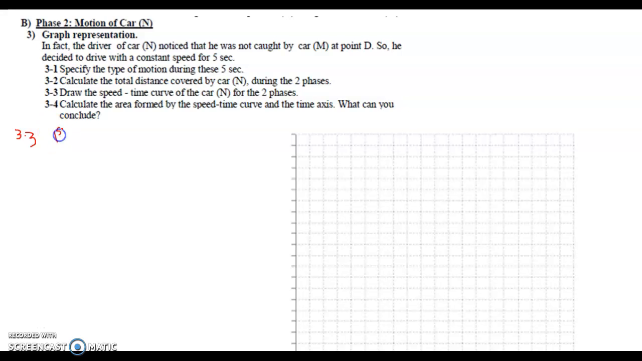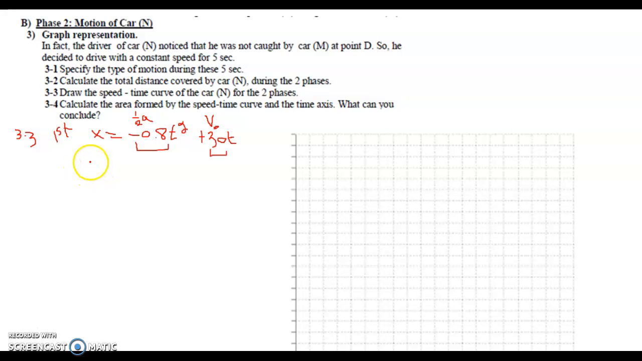So for the first phase, the time equation was x equals minus 0.8 t squared plus 30t. This is the general equation for UDRM, because a is negative and we have t squared. So the coefficient of t squared here is half a, and the coefficient of t is the initial speed of this phase.